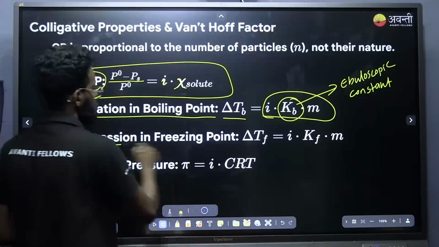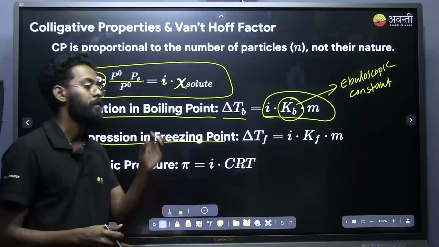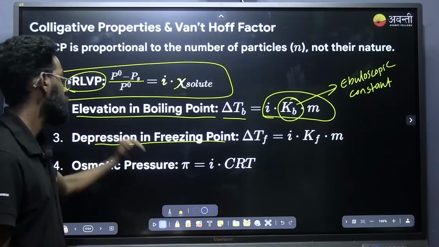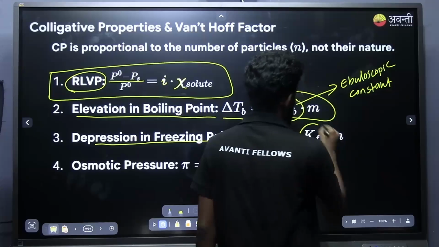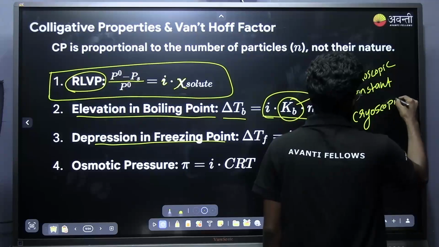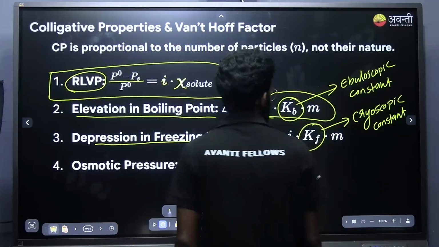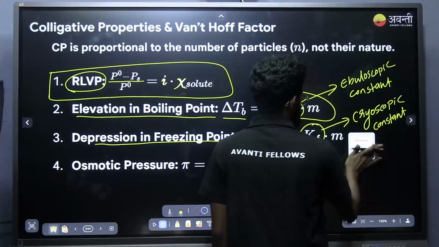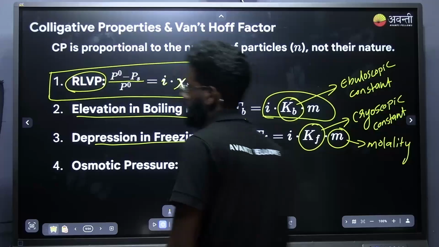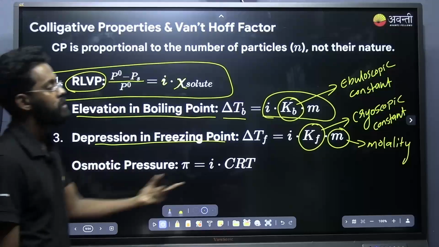Next one is depression in freezing point. If I add a non-volatile solute into a solvent, the freezing point will decrease and the boiling point will increase. That is what I mentioned here, depression in freezing point. And what is the Kf value? Kf is the cryoscopic constant. And what is this m? m is molality.